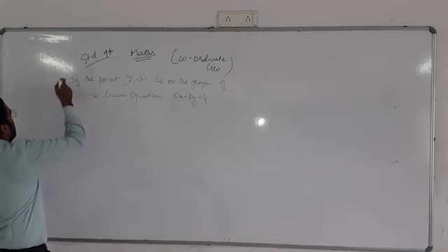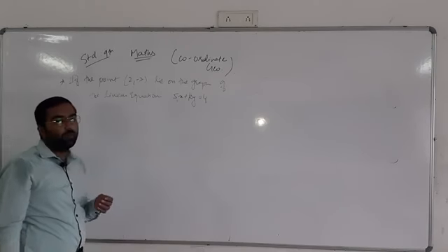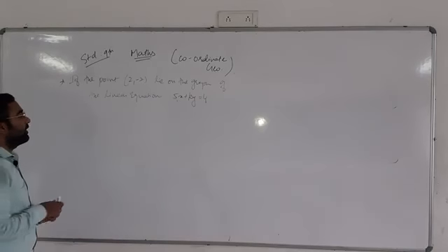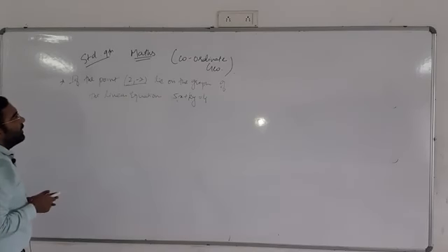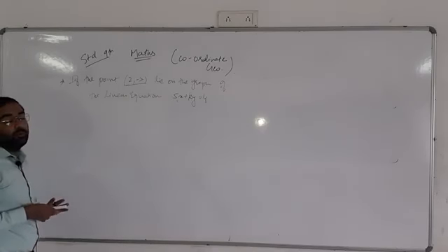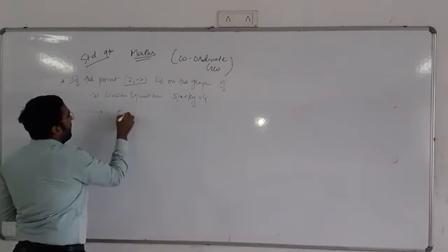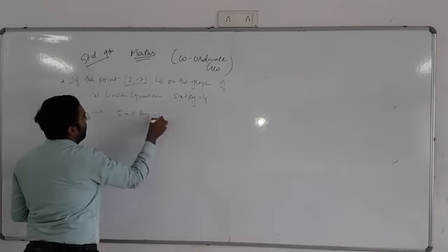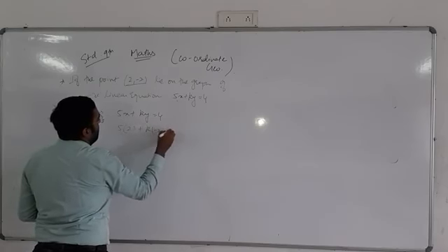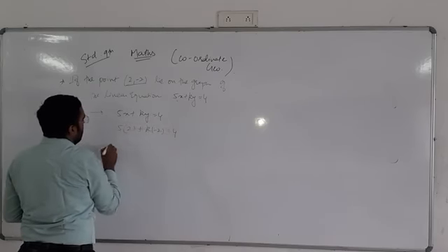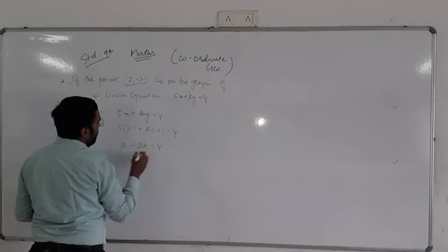you have to see that there are 2 values, x and y, already given. So for that, what should we do? We put the values of x and y in the equation 5x plus ky equal to 4. Therefore 5 into 2 plus k into minus 2 equal to 4. Therefore 5 twos are 10 minus 2k equal to 4.